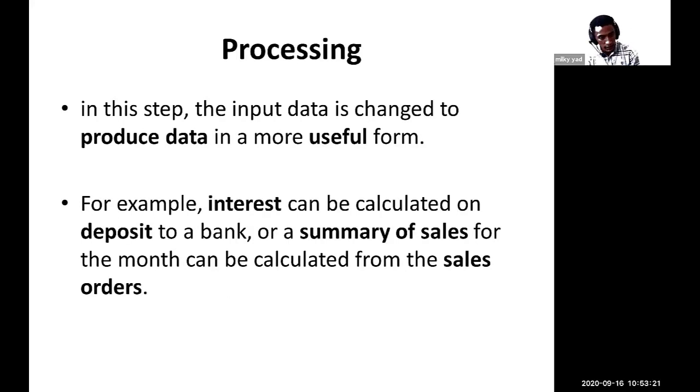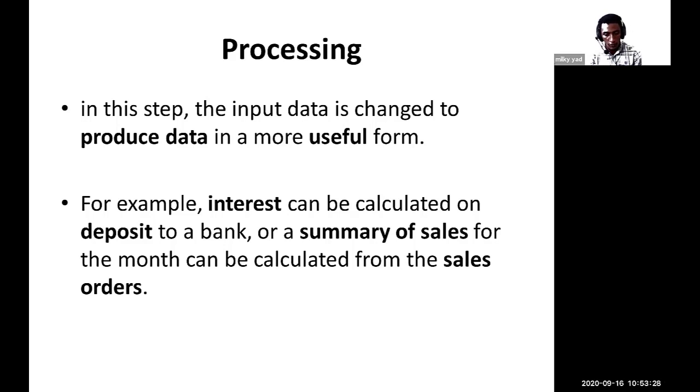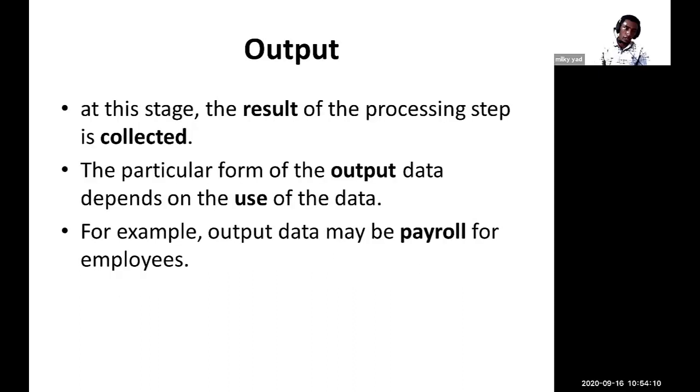The second step is processing. Processing means converting data into information, or a meaningful form of data. In this step, the input data is changed into product data in a more useful form. For example, interest can be calculated on a deposit to a bank, or a summary of sales for a month can be calculated from sales orders in each month. We can also consider a grading system, where we calculate grades from student results. So processing means converting input data into meaningful form. The last one is output.